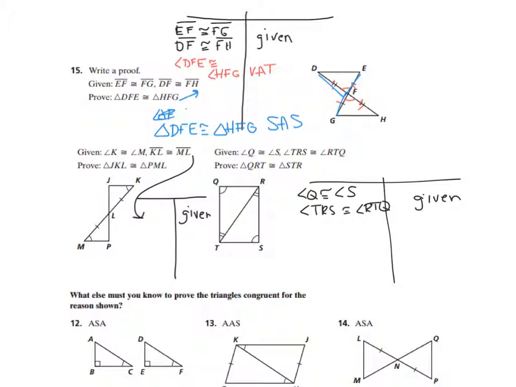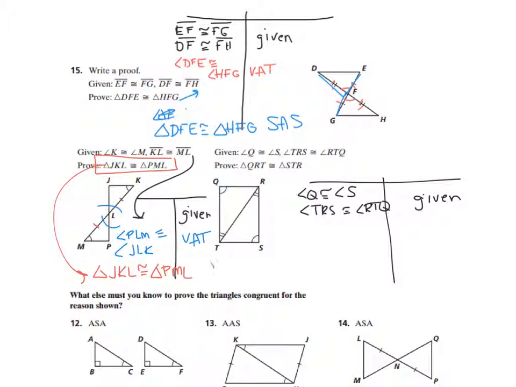So the next thing I can do is I have these two angles are congruent. So I'm going to write angle PLM is congruent to angle JLK by the vertical angle theorem. So I have an angle side angle situation. See how the side is included between the two angles for both triangles? So I have enough to already prove my triangles are congruent. So I do triangle JKL is congruent to triangle PML by side angle side.